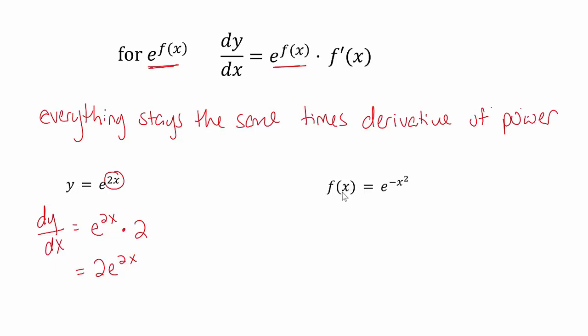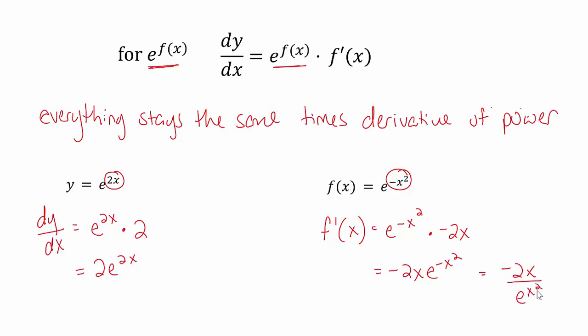Again, over here, I have f of x equals e to the negative x squared. So the derivative would be everything stays the same times the derivative of the power. And the derivative of negative x squared is negative 2x. And then again, personally, I like to write the negative 2x in front, followed by the e to the negative x squared. Okay, and that's fine. That's your derivative. You do know that we could write this if we wanted to by bringing the e to the power of x squared to the bottom and making it a positive. But this is fine. This is okay also.